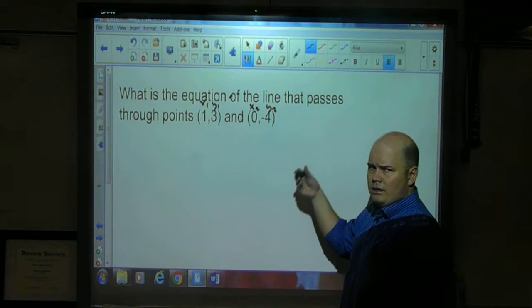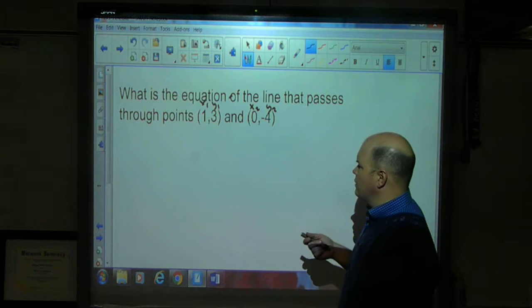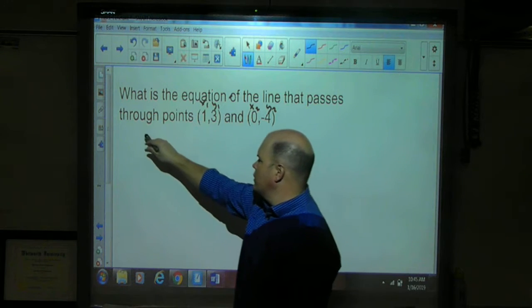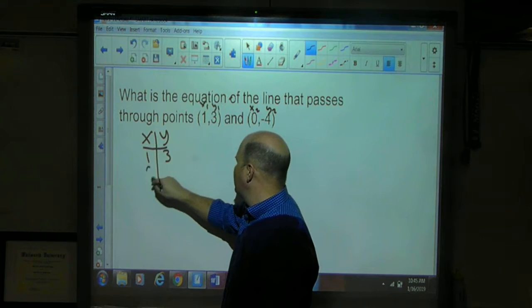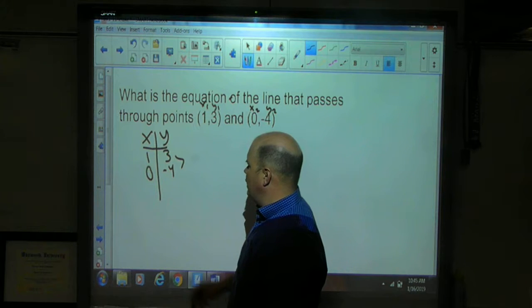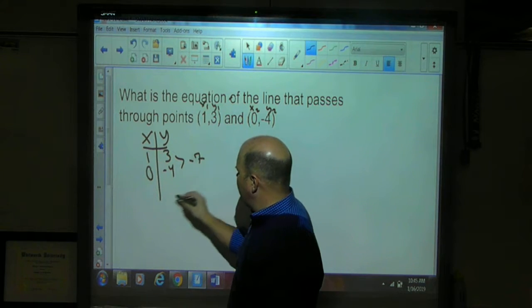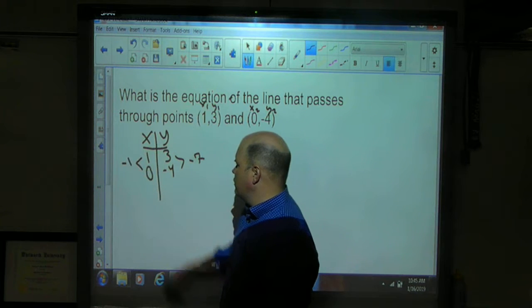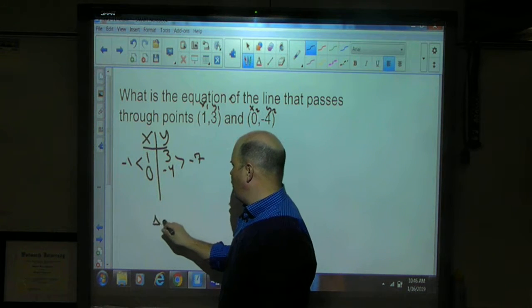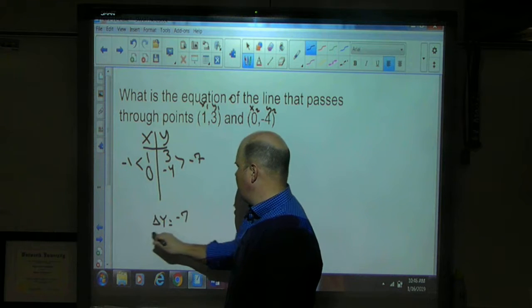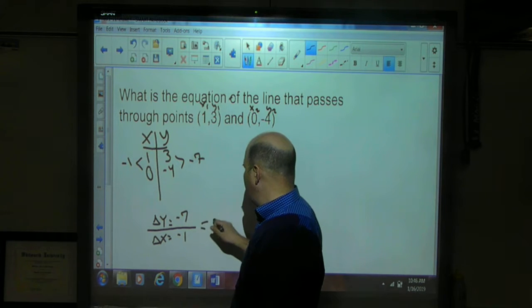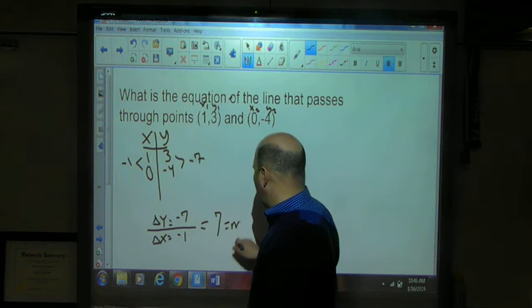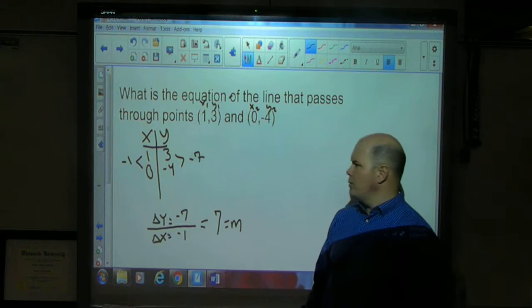Okay, and to do this or find any type of information out, I need to find the slope. And to find my slope, we always draw xy charts. So let's draw that xy chart and put in our coordinates. To get from 3 to negative 4, I'm going to subtract 7. And to get from 1 to 0, I'm going to subtract 1. So my change in my y is equal to negative 7, and I put that over my change in my x, or my rise over my run, which is negative 1. So my slope is 7. And we're going to call that m, because m is how our slope is denoted.